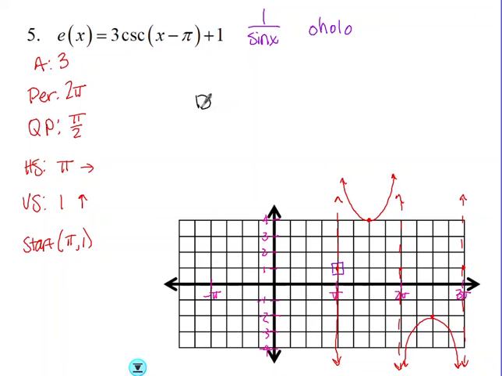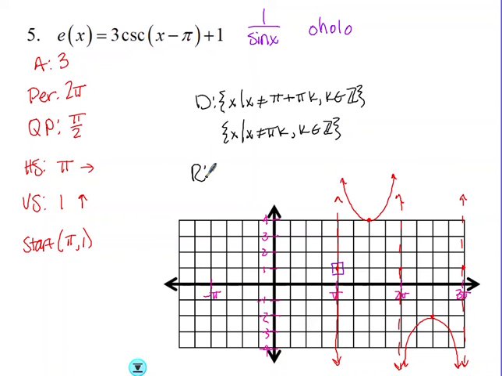My domain is going to be x such that x does not equal, start with one of the asymptotes, it's pi, plus the distance between the asymptotes, which is pi k. Now, since my asymptote was at pi and I'm adding pi, this is the same as if I had written x such that x does not equal pi k. Either one is correct, but the second one is a little bit simpler.